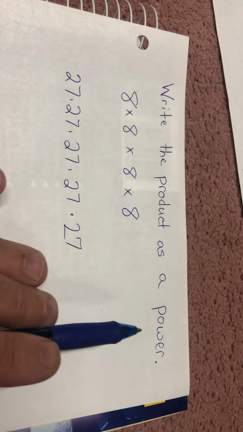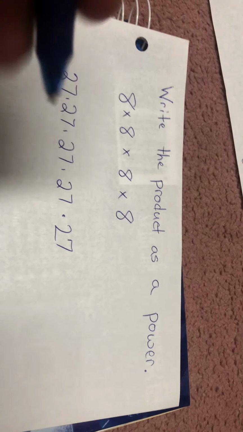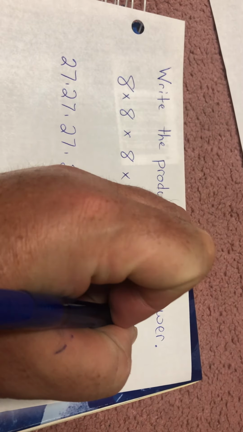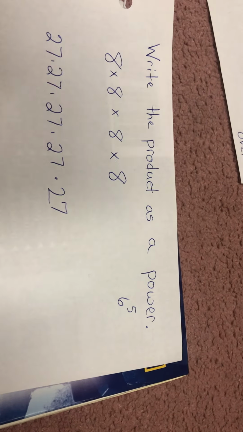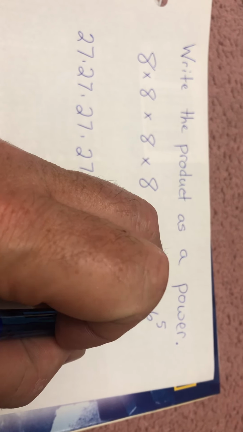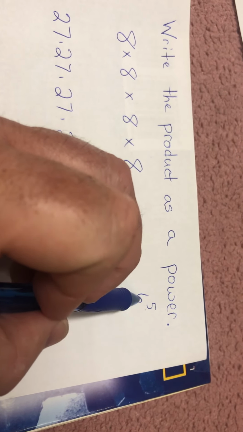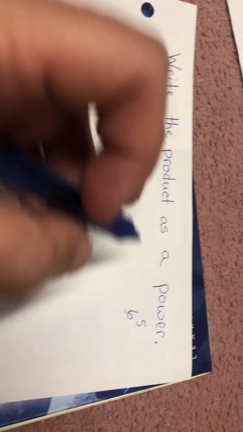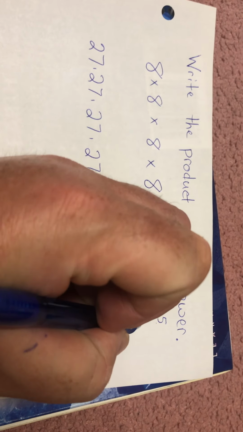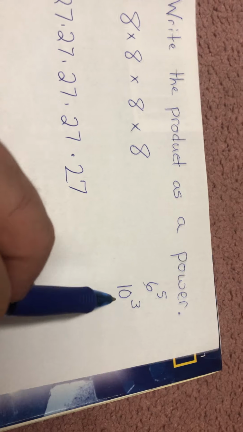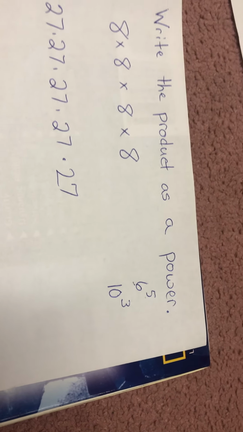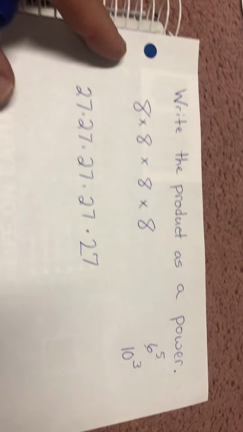A power is a number with an exponent. If I had like 6 to the power of 5, that would be a power, because I've got a number, what I call a base number, and then what I call an exponent, which is this little number here to the top right. Or if I had like 10 to the power of 3, that would also be considered a power, okay? So we're going to talk about these multiplication problems and writing them as a power.